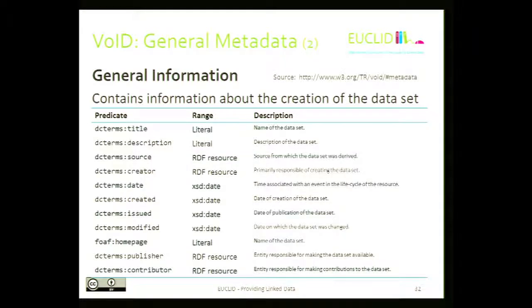These are in particular some of the properties that are picked from those vocabularies to describe data sets using VoID. So we'll use Dublin Core to give a title and description to it, a source and a creator, and the date that it was created.